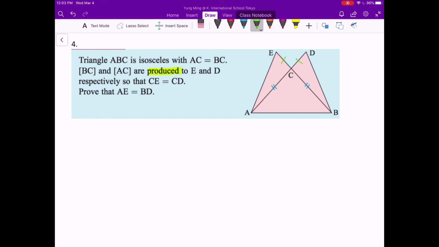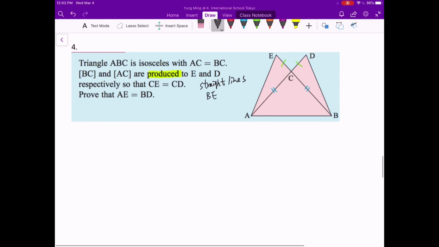Okay, that sounds good. But that also means that we have straight lines, BE and AD. And just because we have straight lines, we can continue this question, because that first of all means we have these two angles being opposite angles, vertically opposite angles. So there you go, we have three pieces of information, so let's write them down.